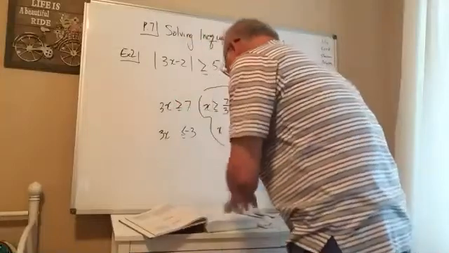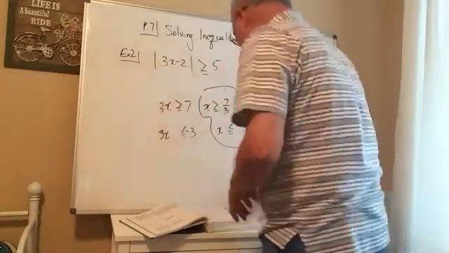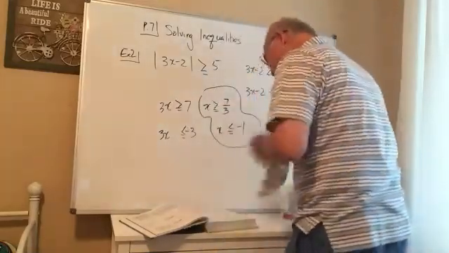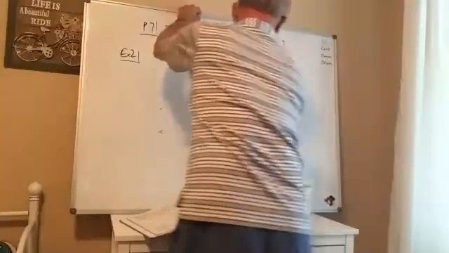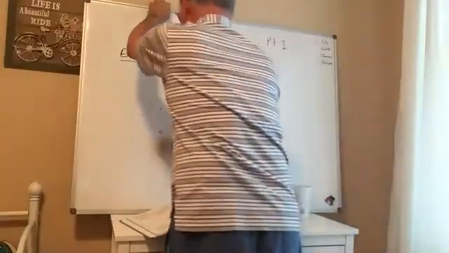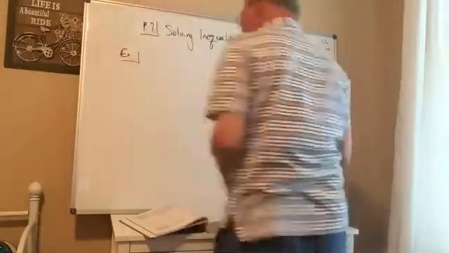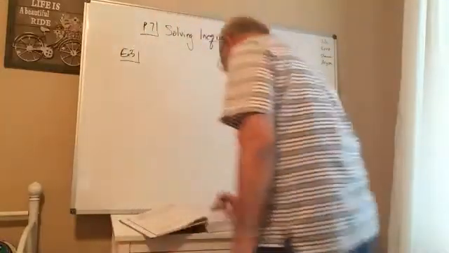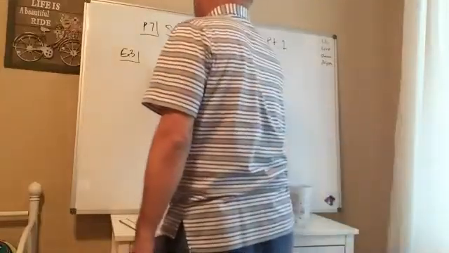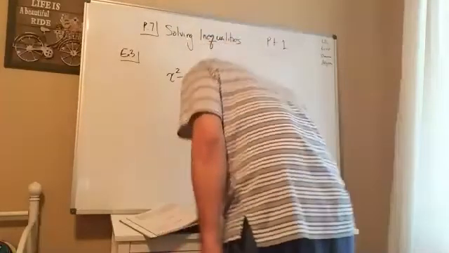Okay, so that's that. Solving quadratic inequalities. Let's just jump right into the examples. Solving quadratic inequalities is nothing different than solving a quadratic equation. You just have to worry about the inequality part. So here we go. We have x squared minus x minus 12 is greater than 0.